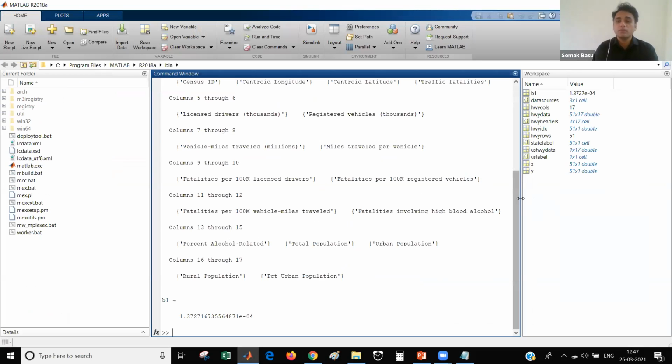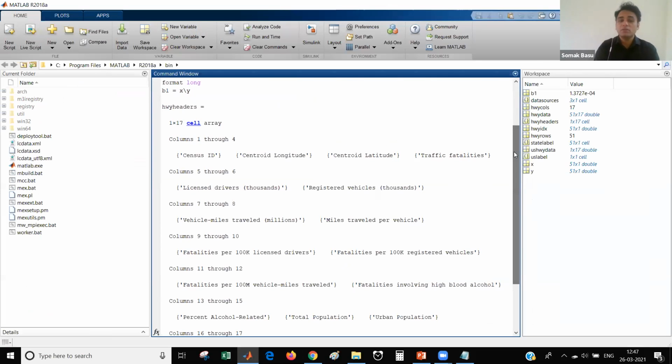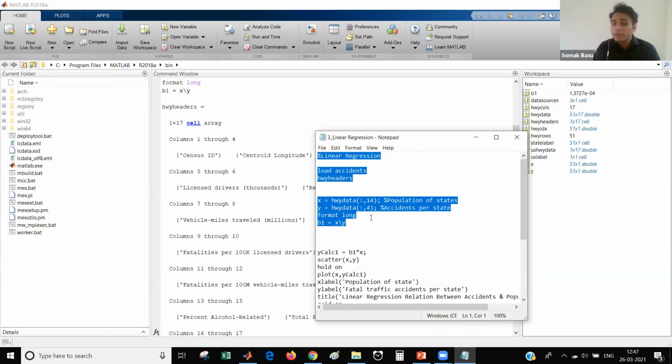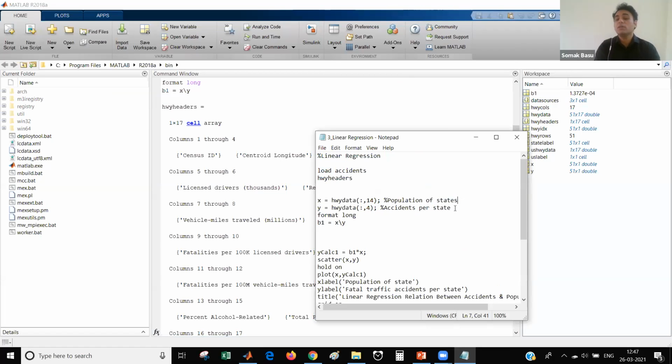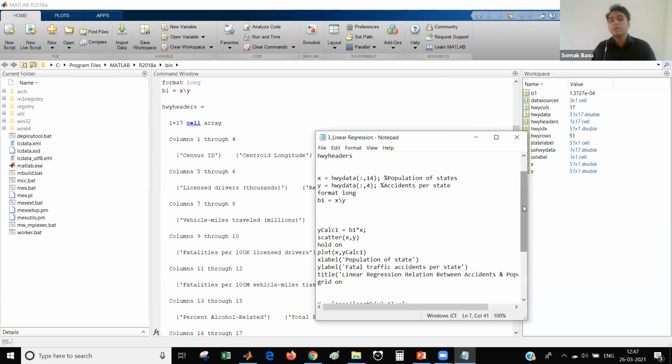There are multiple parameters, say number of registered vehicles, number of licensed drivers, fatalities per 100,000 vehicles, but we are only interested in calculating the relation between the population of the state and the accidents in the state. So we are just interested in finding a relationship between these two parameters. So what we will do is we'll try to find out a linear regression model.